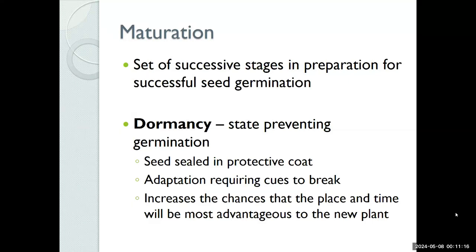And therefore, very specific cues are required to break this message, because following this instruction set increases the chance that the seed will germinate in a place away from the parent and at a time, the right season, that will be most advantageous to the new plant, to limit competition and to ensure ample resources to thrive.